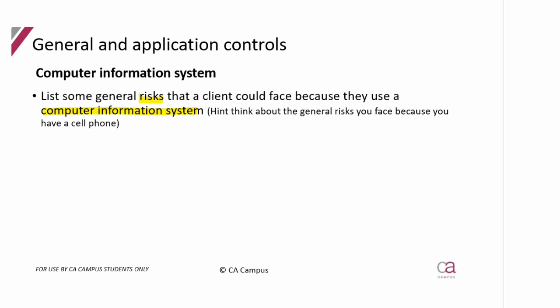So not the risks of the manual. And now I've seen how a computer information system works. What could happen that could affect their financials purely because they have this computer information system?